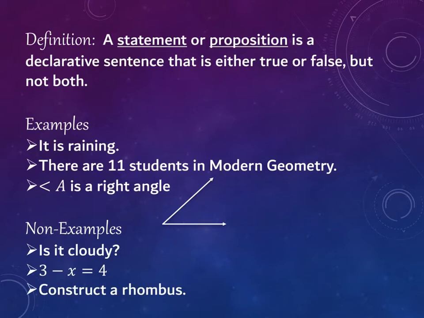And the third one says construct a rhombus. What do we usually refer to that as when we talk about a sentence like that? A command or an imperative, exactly. So that's not a statement either, okay?